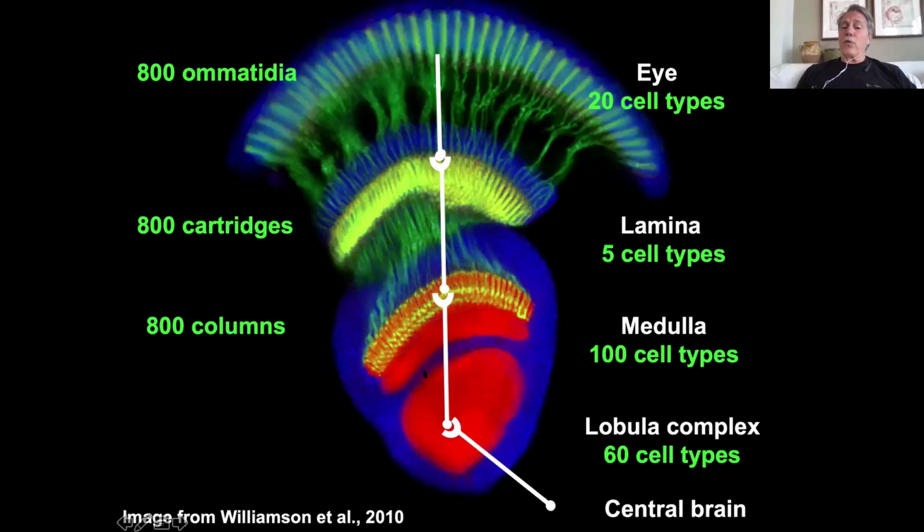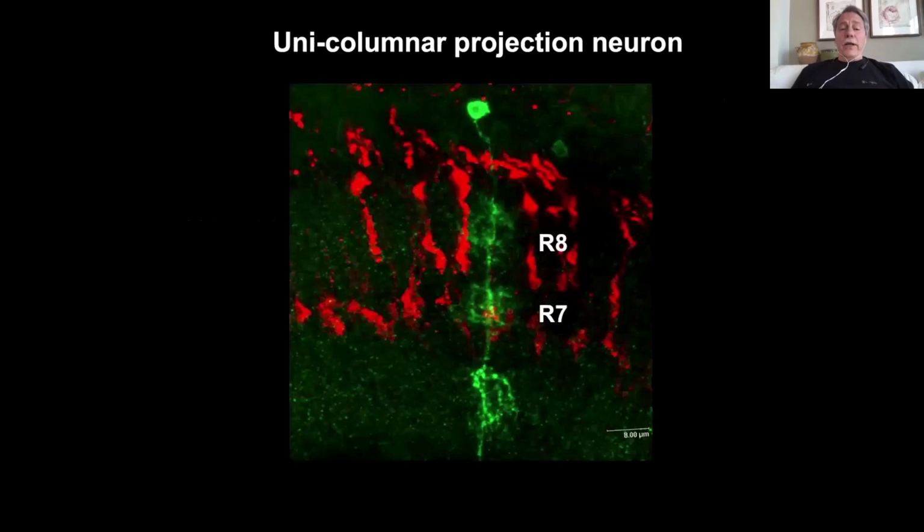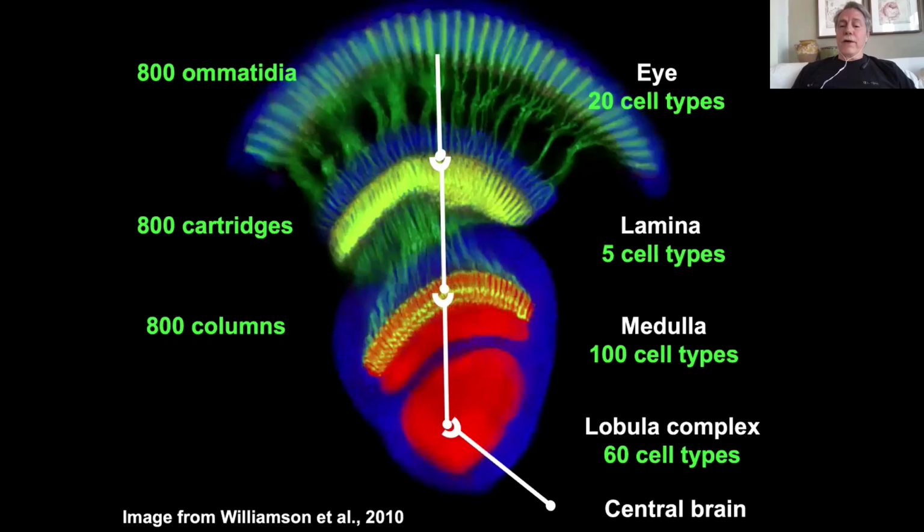And the medulla is really the most complex structure, where about 100 cell types are processing almost everything: motion, color, edge detection, everything. Okay? And then to higher processing centers, the lobula, which I will not talk too much about, has about 60 cell types. And then you go to the central brain, which is a huge complex structure with many, many different cell types. Okay, so what kind of cell types do we find in this system?